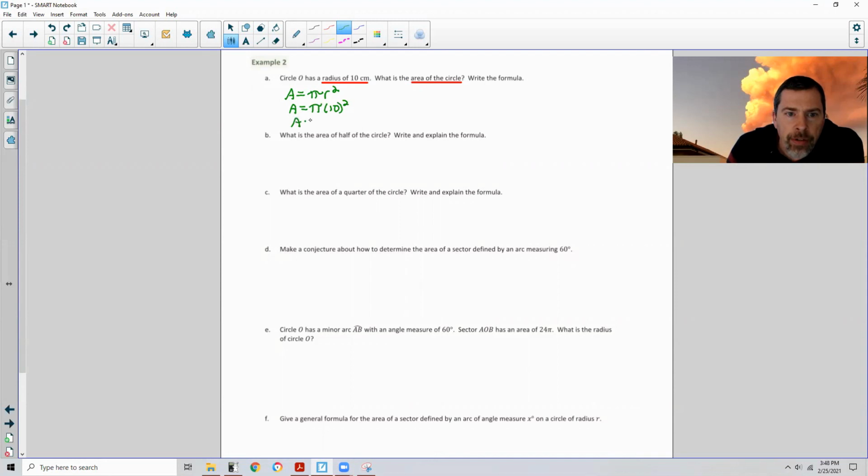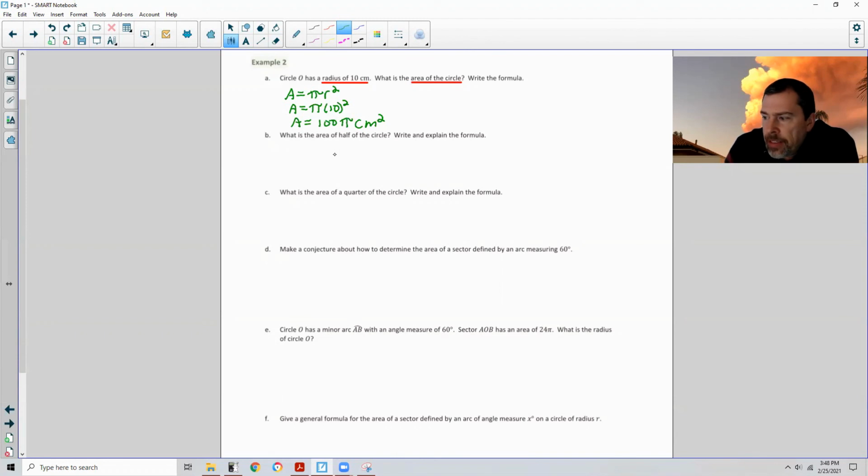So therefore the area equals 100 pi centimeters squared. Okay, I should be writing centimeters on every step, but as long as I have it in the answer, I guess. So the area is 100 pi centimeters squared. What is the area of half of the circle? Write a formula and explain.